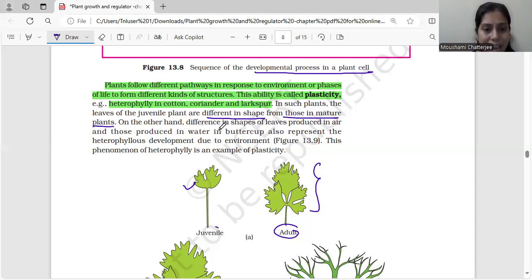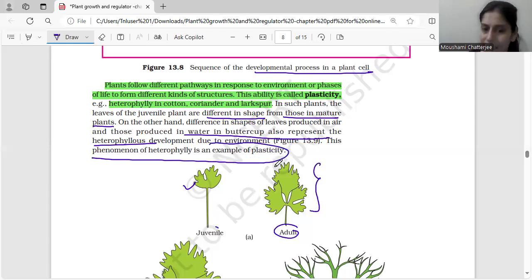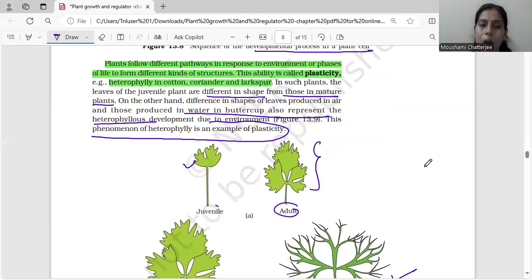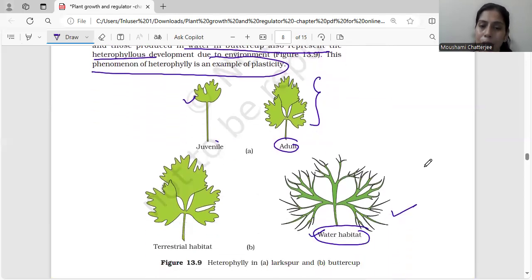Okay. On the other hand, the difference in shape of leaves produced in air and those produced in water in the buttercup also differs. This is known as heterophylly. Okay. Heterophyllous development is due to environment. So this phenomenon of heterophylly is an example of plasticity. You can see over here how in the buttercup, if it is in a terrestrial habitat, then the leaves will look like this. If it is moving into water, in the water habitat, the structure of the leaf will look like this. So this is basically your heterophylly, a phenomenon that is an example of plasticity.